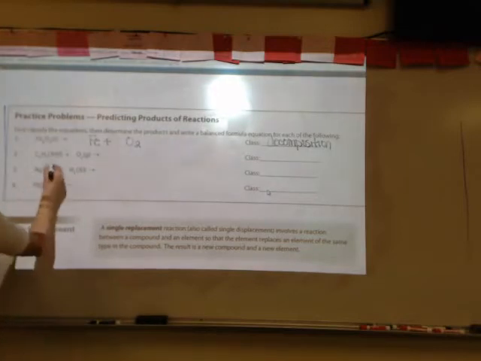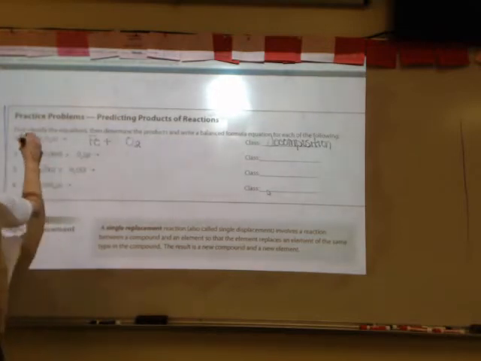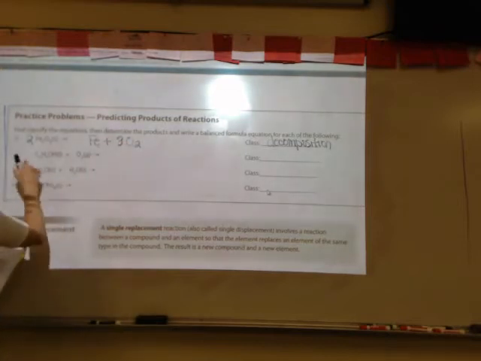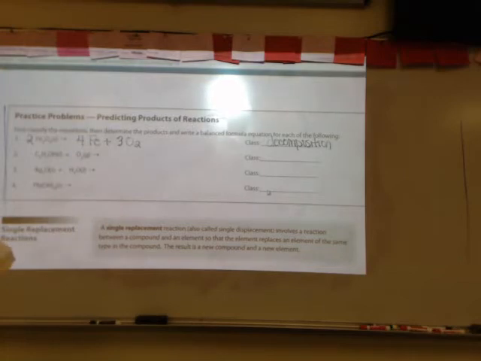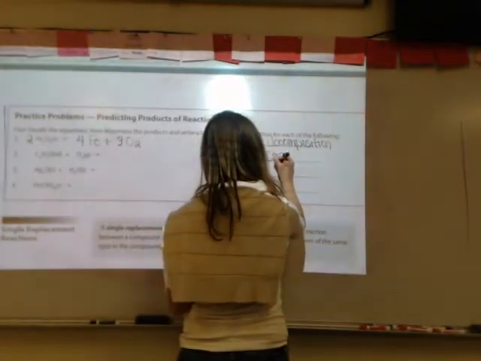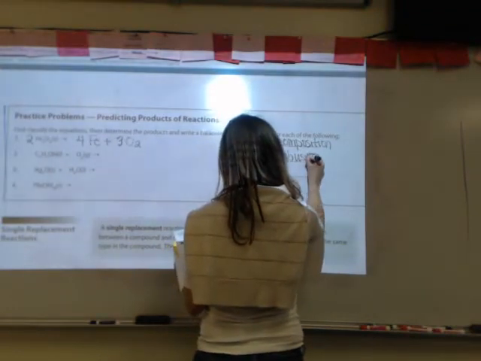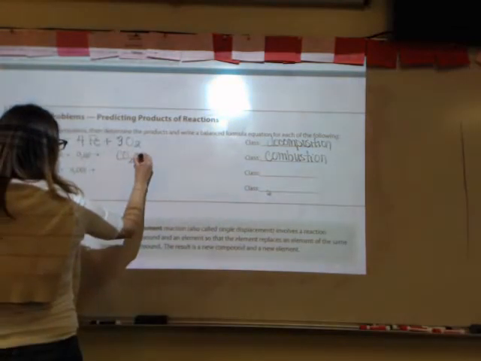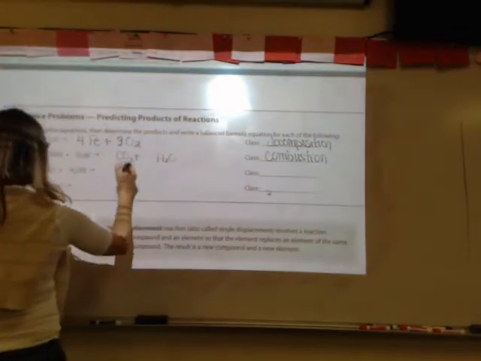If I'm going to balance this, I'm going to require a 2 in front of Fe2O3, a 3 in front of O2 to balance the oxygen, and then you have 4 irons. For number 2, this is a combustion reaction. This is a hydrocarbon reacting with oxygen. And that means you're going to produce carbon dioxide and water.